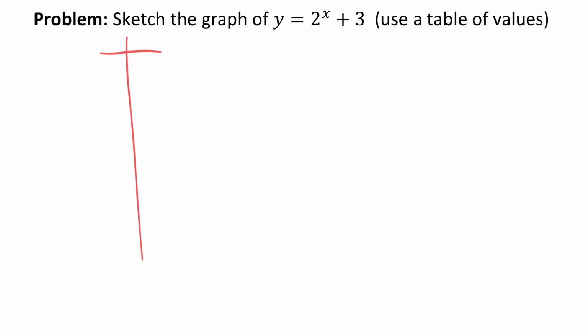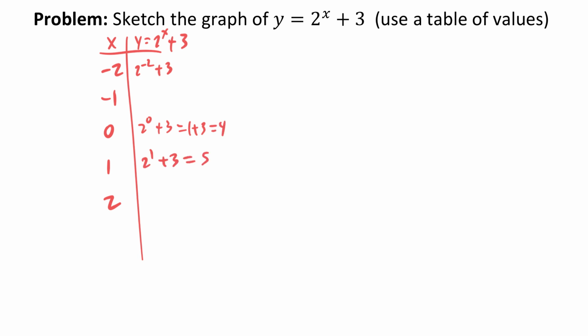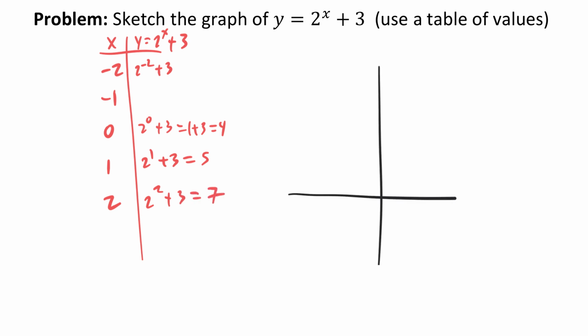All right, so let's go ahead and try a table. We're going to do the same thing where we have negative 2, negative 1, 0, 1, and 2. Center it around 0. Now 2 to the negative 2 plus 3. Well, that looks messy. Let's come back to that. 2 to the 0 plus 3 will be 1 plus 3, which is 4. 2 to the 1 plus 3, which is 5. 2 to the 2 plus 3, which is 7. Okay, so we've got some nice points over here.